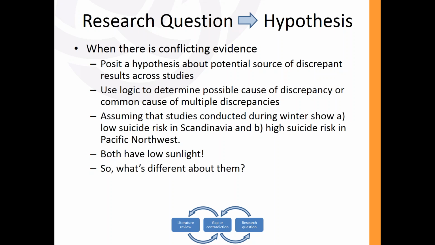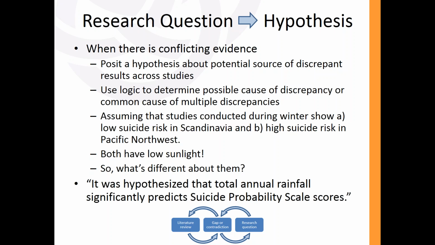And there's got to be something different though, right? Like, why does one show low suicide risk and the other shows high suicide risk? Well, let's look into it. What's different about the different studies? Well, one possible thing is that it's total annual rainfall, meaning that we're using that as a proxy of cloud cover, right? Pacific Northwest, very cloudy, very overcast a lot of the year. Scandinavia, the reason for low sunlight is not because of overcast, but because of the fact that the sun is, you know, below the horizon for a good part of the winter.